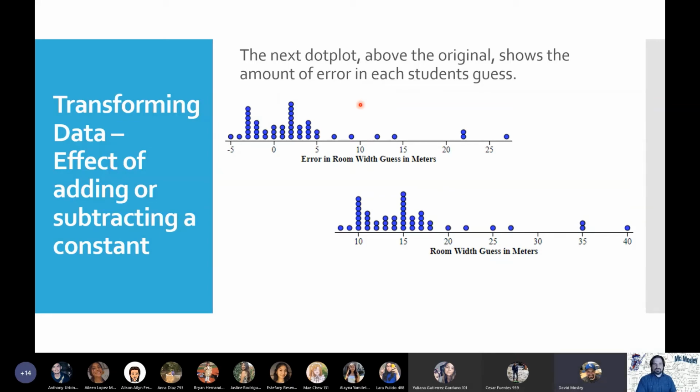Right? What changed? If we compare these two dot plots, what changed and what stayed the same? Right, so let's just focus. What stayed the same? Allison is saying the data just shifted to the left.